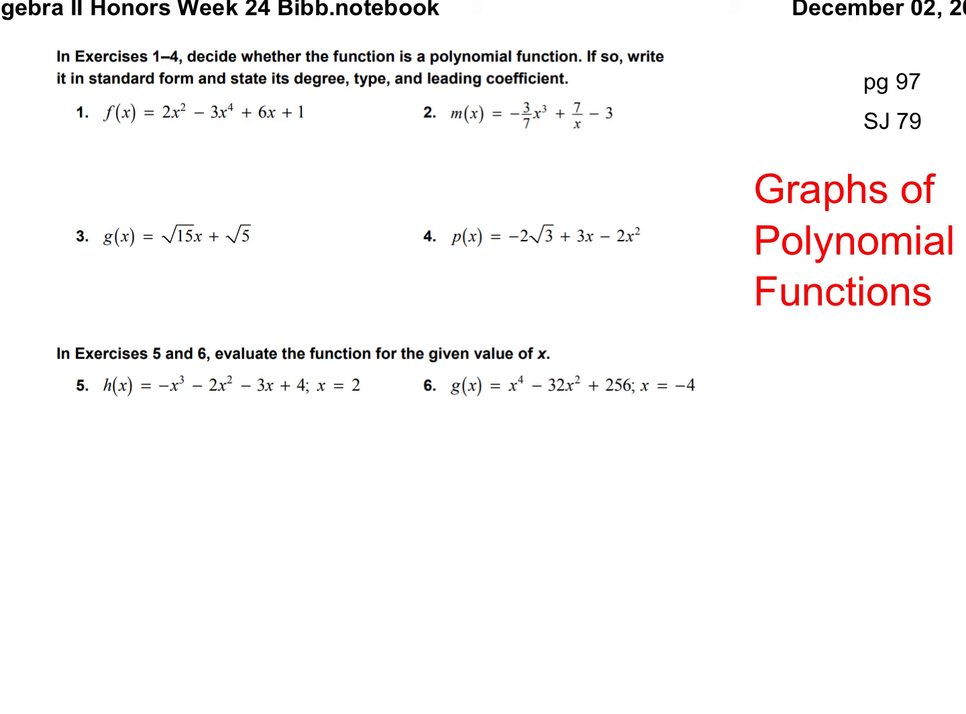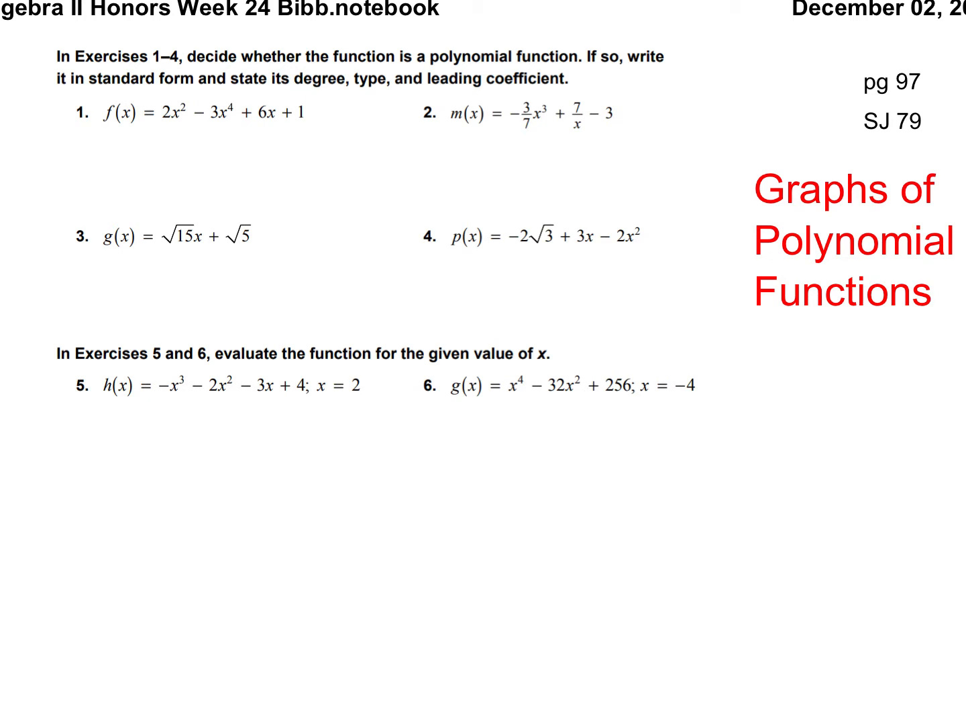First we're going to look at Student Journal page 79. We're going to see if these four equations are polynomial functions. As I look at these four equations, I think about the criteria to be a polynomial function.